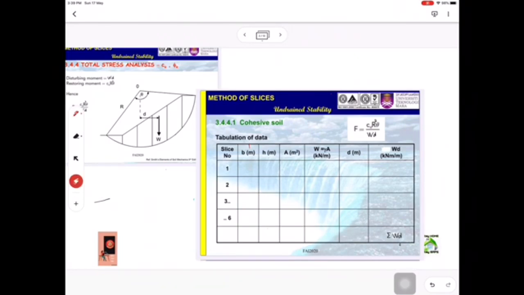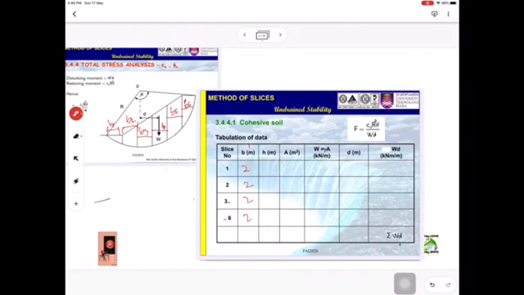What is B? B is the breadth of the slice. So you're going to have B1, B2, B3, B4, B5 and B6. Normally B are equals. We make it easier, so we divide the slice into an equal B. So let's say B is 2 meter, 2 2 2.